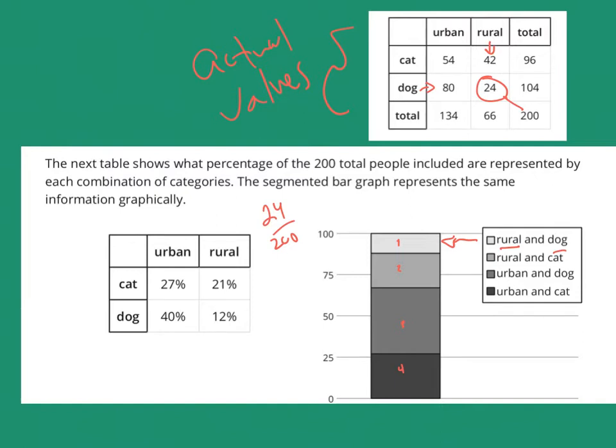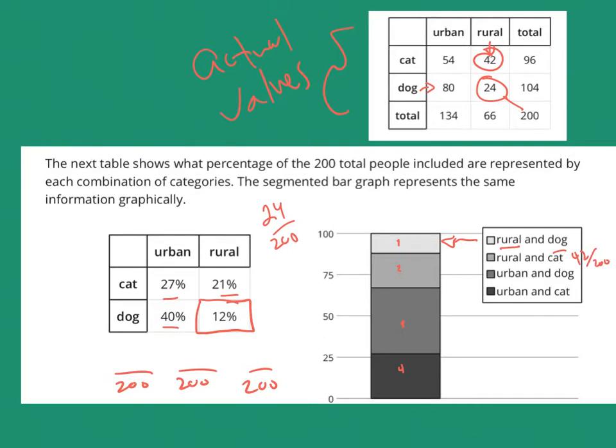And so that is where this percent comes from. You should understand that all of these percents, all of the denominators are out of 200. So if I take the 42, say rural and cat, 42 divided by 200 is 21%. So the rural and cat is the 42 divided by 200.